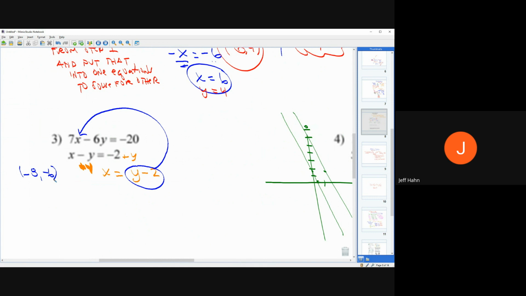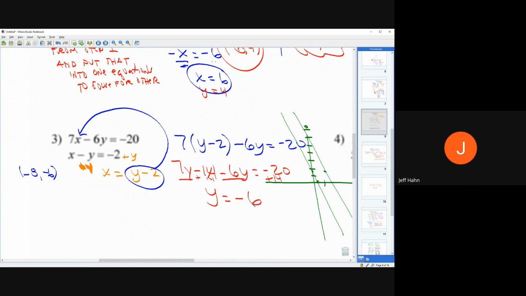So I'm putting this in for X. So 7 times Y minus 2 minus 6Y equals negative 20. That's what you should have started off with. Doing a little distributive property, 7Y minus 14 minus 6Y equals negative 20. Combining 7Y minus 6Y just gives me a simple Y. Add 14 to the other side, and that gives me negative 6. Now, that's the answer for Y.